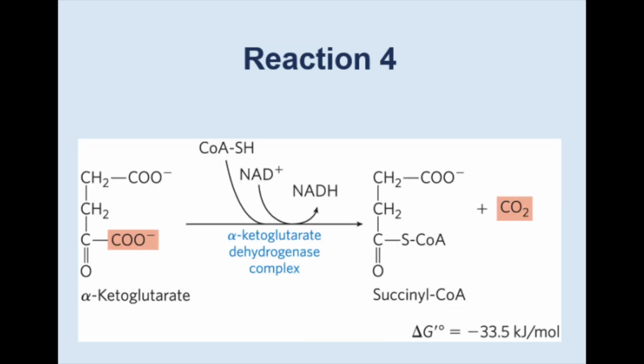In reaction 4, you start with alpha-ketoglutarate and you yield succinyl-CoA through the enzyme alpha-ketoglutarate dehydrogenase complex, and you add in a coenzyme A, an NAD+, and you yield an NADH, as well as a carbon dioxide molecule.